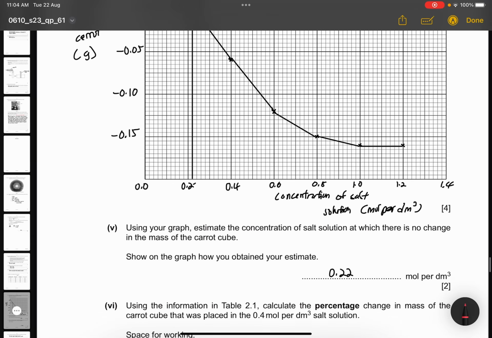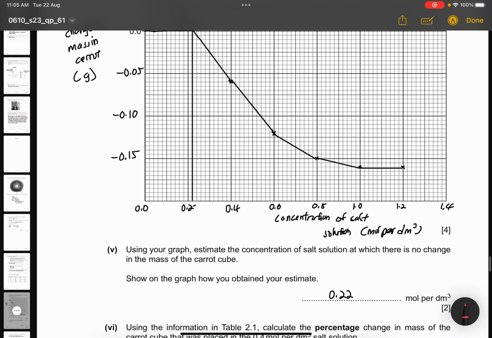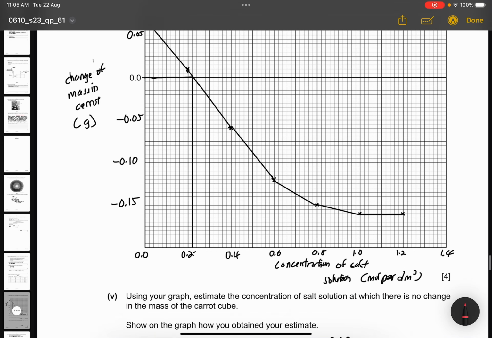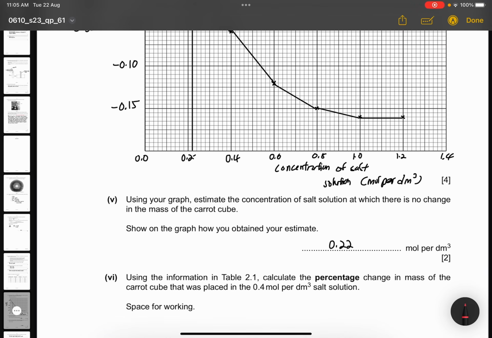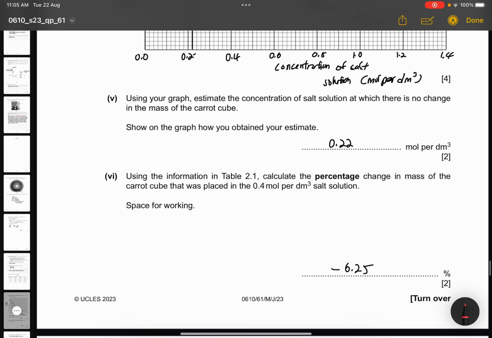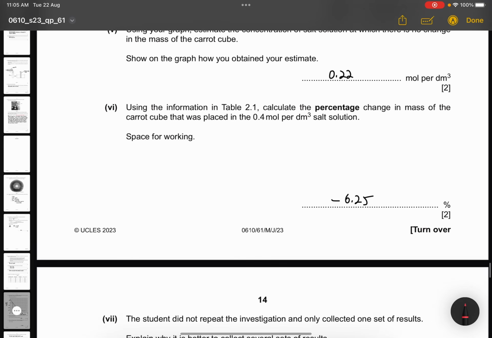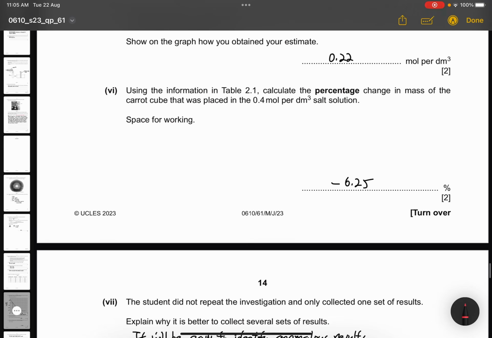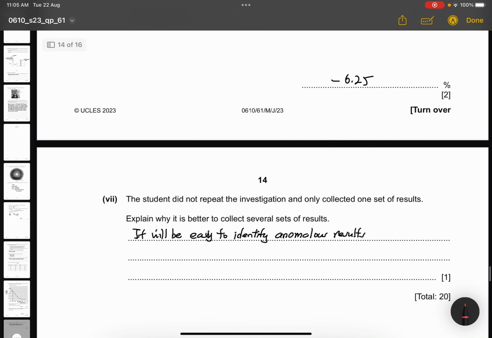Part 5, using your graph, estimate the concentration of salt solution at which there is no change in the mass of the carrot cube. Show on the graph how you obtain your result. So you can see at 0.22, I have a line there, which is 0.22 mole per dm cubed. Last question, using the information in table 2.1, calculate the percentage change in mass of the carrot cube that was placed in the 0.4 mole per dm cubed salt solution. The working is shown, which gives minus 6.25%.